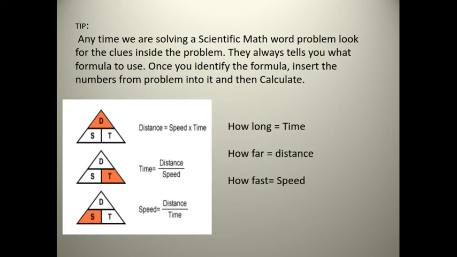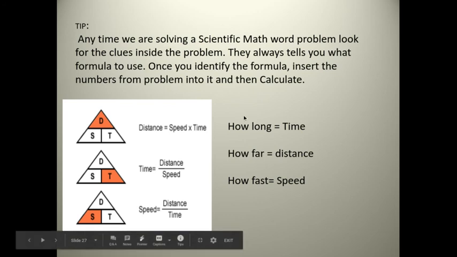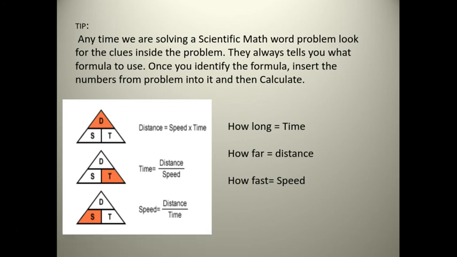Okay, just a quick tip. Anytime we are solving a scientific math word problem, look for the clues inside the problem. They always tell you what formula to use. Once you identify the formula, insert the numbers from the problem into it, then calculate. So you see a clue. How long? That's talking about time. How far? Well, distance. How fast? Speed. So look for the clues in the problems. It will definitely help reduce error in calculations.